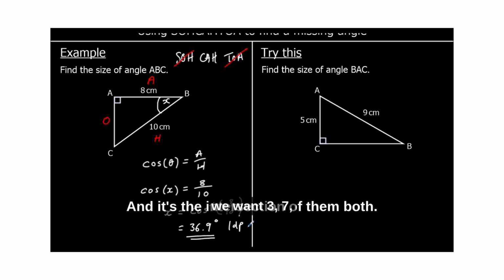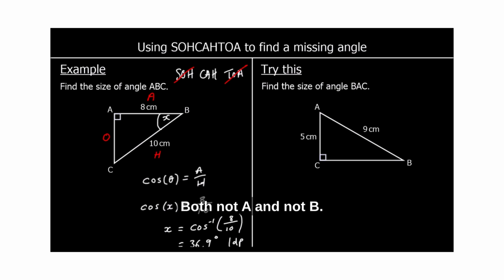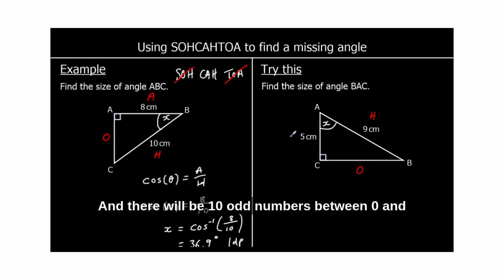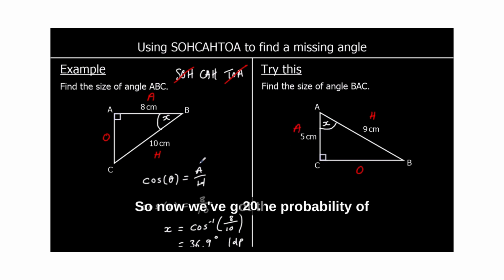Okay, one for you to try, so give this a go. Find the size of angle BAC. So B to A to C is this angle here. That's our x, that's the angle we're using in the question. And now we can label the triangle. The longest side is the hypotenuse. Opposite the angle we're using is called the opposite. And in between the angle and the right angle is called the adjacent.